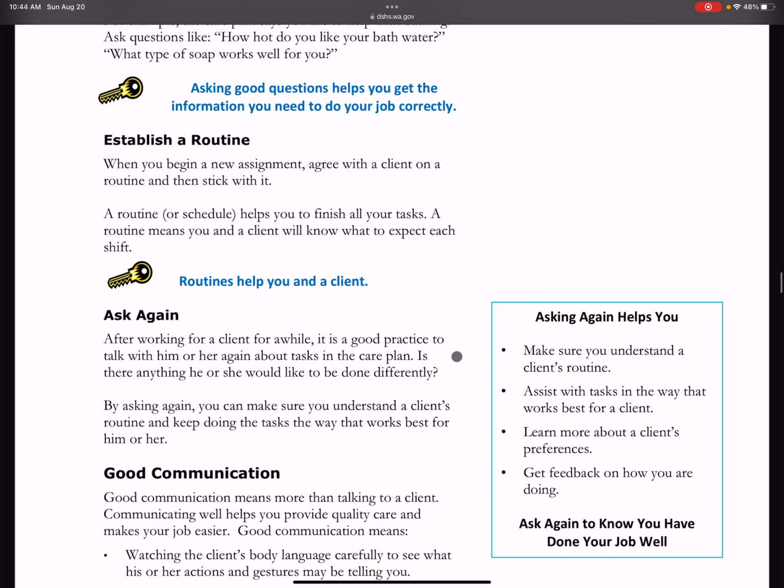When you begin a new assignment, agree with the client on a routine and then stick with it. A routine or schedule helps you to finish all your tasks.